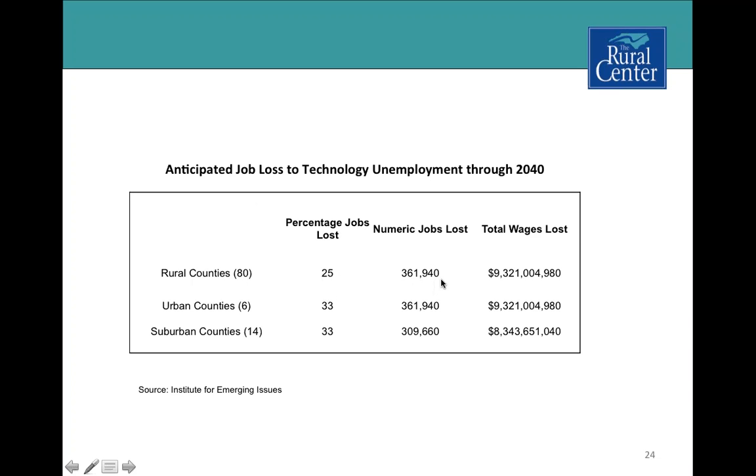This is 361,000, almost 362,000 jobs in these 39 occupations, with a cumulative total lost wages of $9.3 billion. The numbers are actually a little worse in the urban counties in terms of percentages. But I share this data with some trepidation.